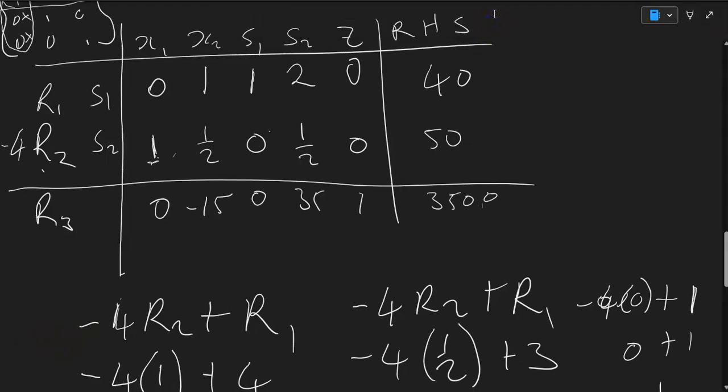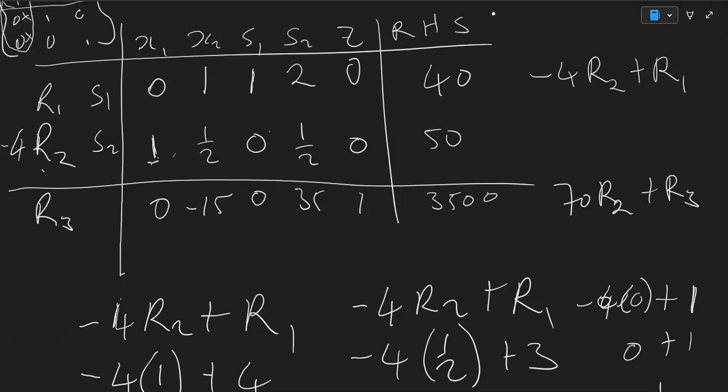Okay, so after inputting the variables, this is what we have. Okay, so let me just copy down on this side so that we are able to follow through. Let me copy the formulas that we use. On the first row, we used -4 R2 plus R1, isn't it? On the third row, we used 70 R2 plus R3. Okay.